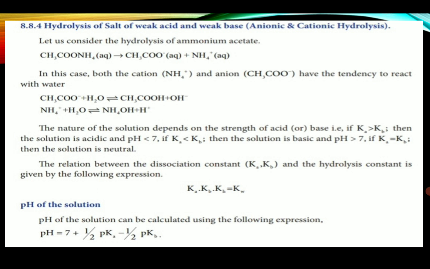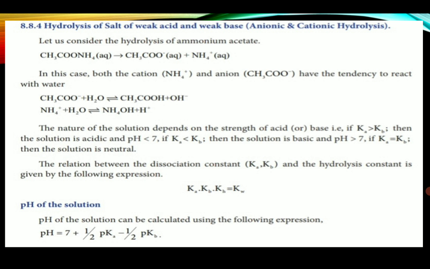Ammonium acetate gives acetate ion plus ammonium ion, CH3COO minus and NH4 plus. In this case, both cation NH4 plus and anion CH3COO minus have the tendency to react with water. Since both are weak, both are ready to react with water. Therefore, acetate, when it reacts with water, gives acetic acid plus OH minus. Ammonium, when it reacts with water, gives ammonium hydroxide plus H plus ion. So in both the equations you have OH minus ion and H plus ion. Therefore, the concentration is equal.